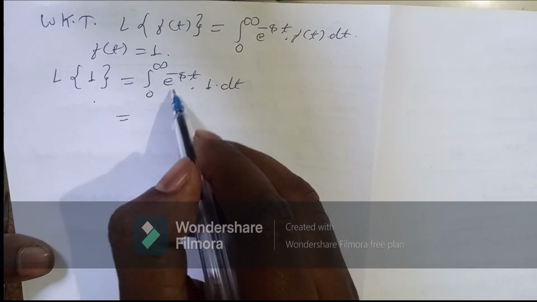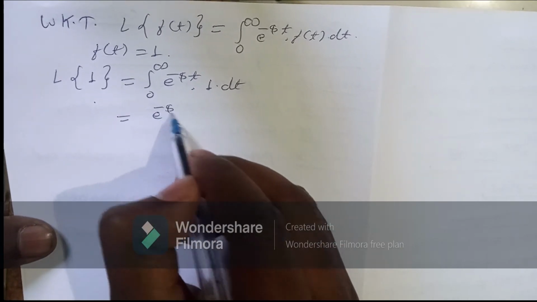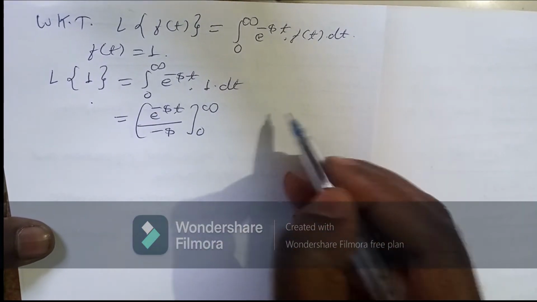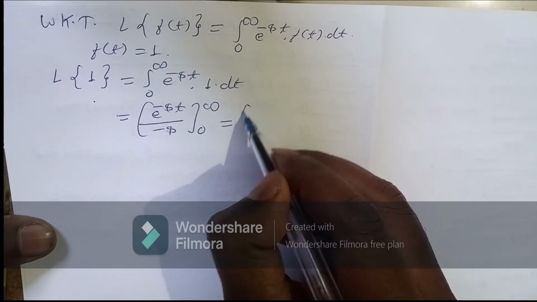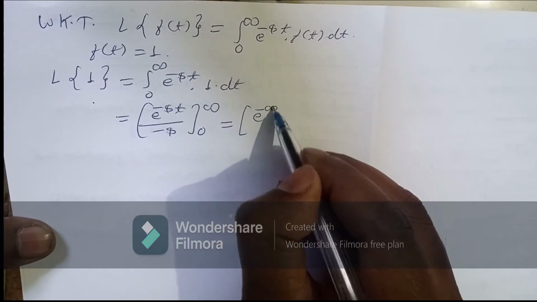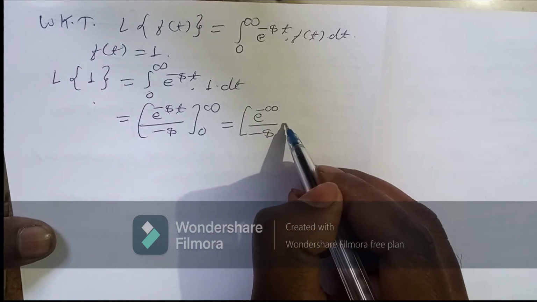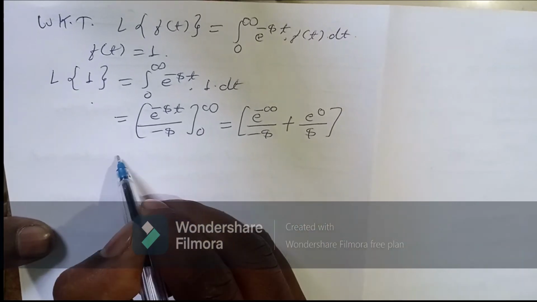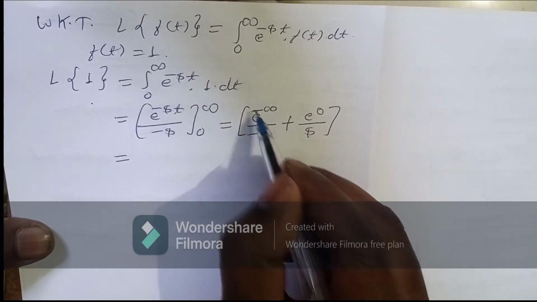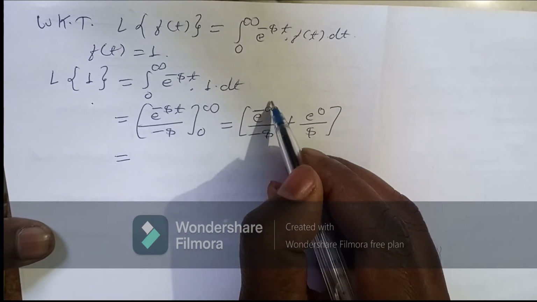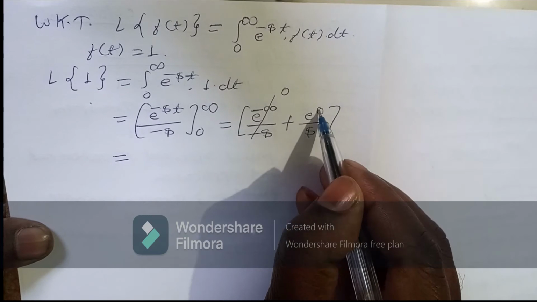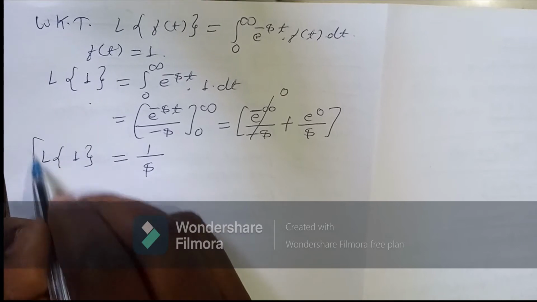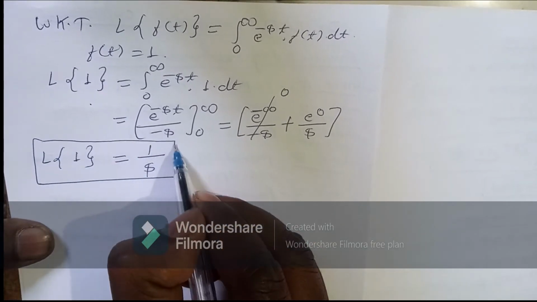So that is equal to, what is the integration of e raised to minus st? E raised to minus st upon minus s, integration from 0 to infinity. Now if you simplify this further, what do we get? If you put the upper limit here, we get e raised to minus infinity upon minus s, minus of minus will be plus e raised to 0 upon s. And what is the value of e raised to minus infinity? The value of e raised to minus infinity is 0, so this term will become 0, and here e raised to 0 is 1, so that's why 1 upon s. So the Laplace transform of 1 is equal to 1 by s. So this value you have got.